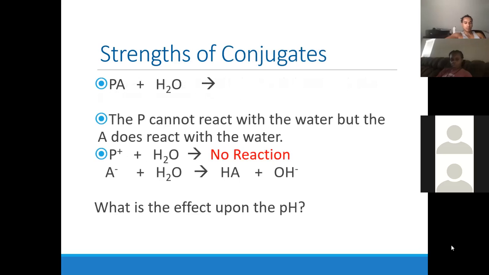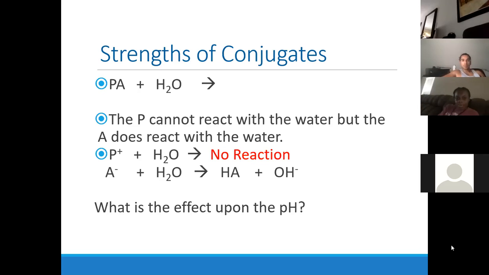So if I have a salt, my salt is made of a weak conjugate acid and a strong conjugate base. That's what makes up my salt. My M plus will not react. I'm not generating H pluses. However, my A minus will react to generate OH minus. Anaya, in this scenario, what am I generating? H pluses or OH minuses?